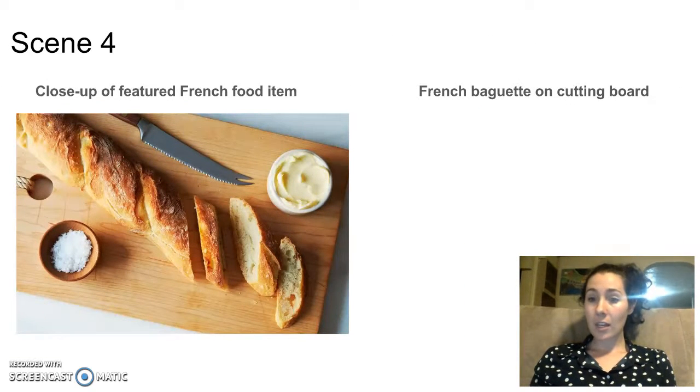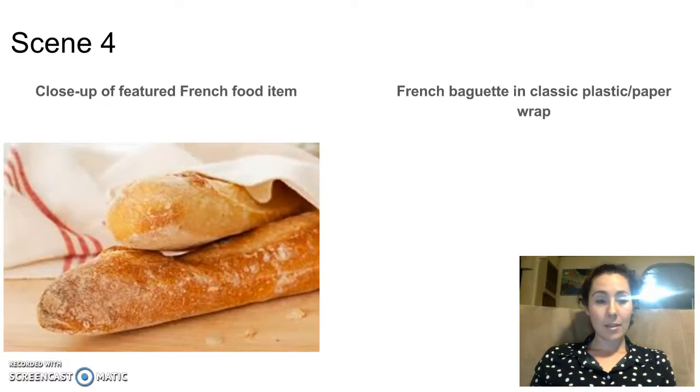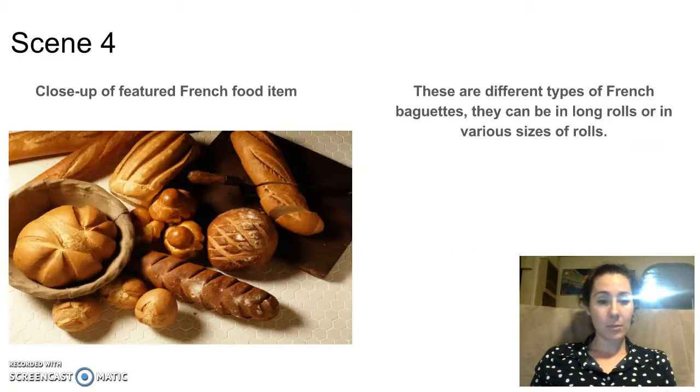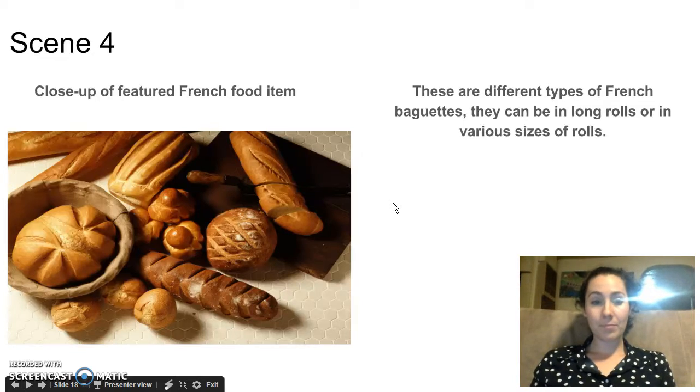And then I'd also like a couple of images of your featured food item. Some of them look very similar. Some of them have more variety in the way that they're presented, in the way that they're eaten, in the way that they are cooked or made or preserved. So I'd like close-ups of different types of food items. As you can see here, baguette, the longer loaf is more traditional, but they can also be in smaller sizes as well.